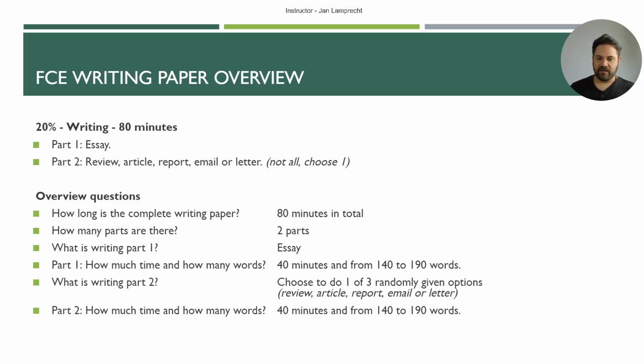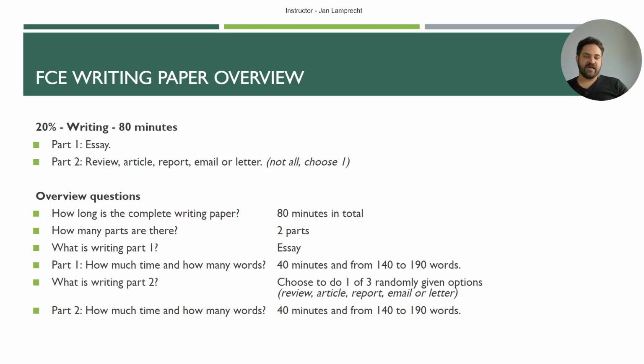Welcome to the writing paper of the FCE exam, the First Certificate in English exam from Cambridge. So, we're going to look specifically at the writing paper today. Here is a quick overview. The writing paper consists of 20% of your overall score, your overall marks. You have 80 minutes to complete part 1 and part 2, because in the writing paper you've got 2 parts to do.